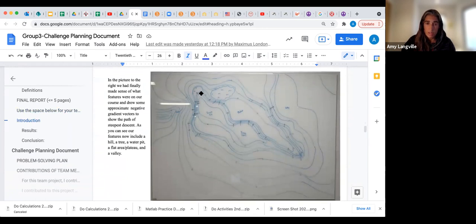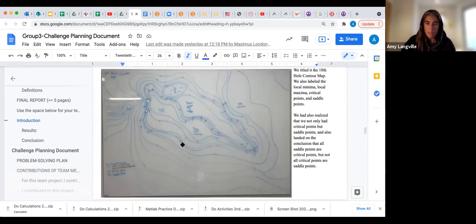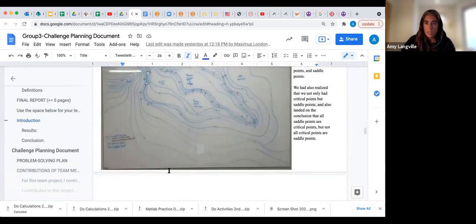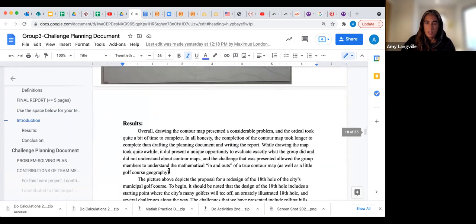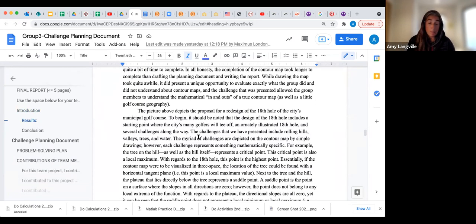Showing little arrows, these are the way the ball breaks, but those are actually your steepest descents, or negative gradients. They put in critical points, like this saddle point here, labeling everything on this graph with a legend. Then their summary: they felt they totally understand, and I absolutely believe they will not forget this either.